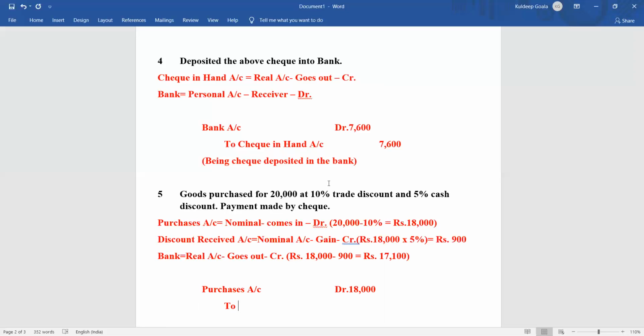Then to credit will be to bank. First we write bank, then discount, because once you pay the money, only then do you get the discount. So don't write discount first. First write bank, 17,100 rupees. Then coming to the next one, to discount received account.